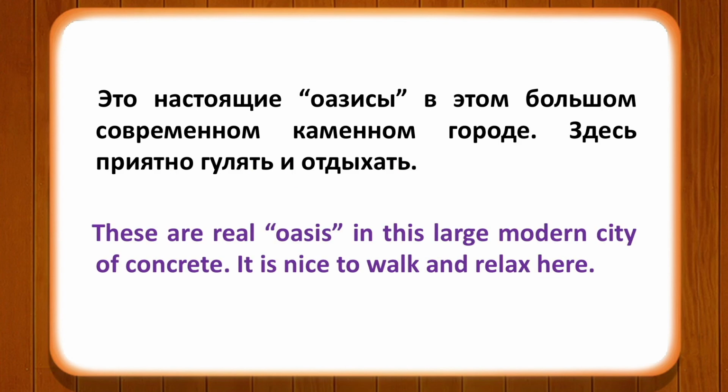Это настоящие оазисы в этом большом современном каменном городе. Настоящий means present or real. Here we will use real. These are real oases in this large modern city of concrete. Каменном городе, камень is stone. From there, this adjective has been derived. Каменном городе, city of concrete. Здесь приятно гулять и отдыхать. It is nice to walk and relax here.